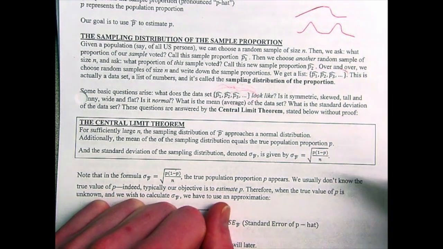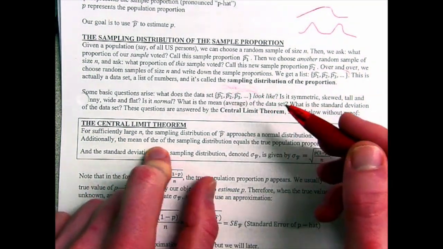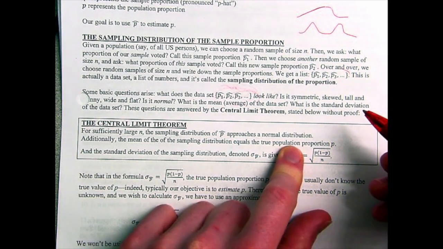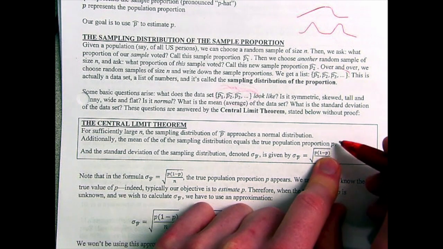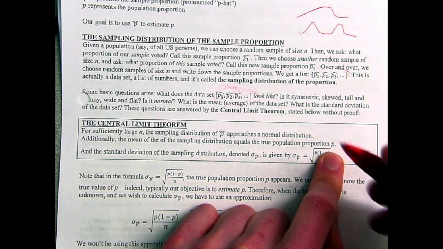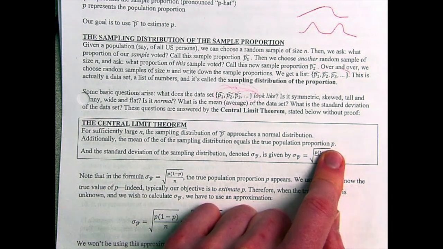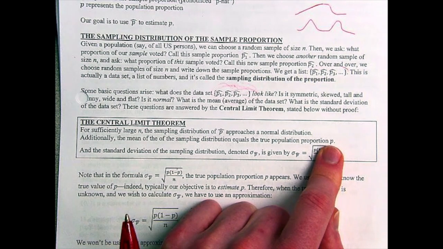Additionally, what is the mean of this data set? It happens to be the true population proportion, little p. Now, why does that make sense? Well, there's some true population proportion out there. Like in our example, that's the true percentage of people in the last election who voted.